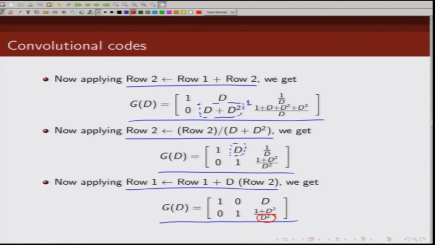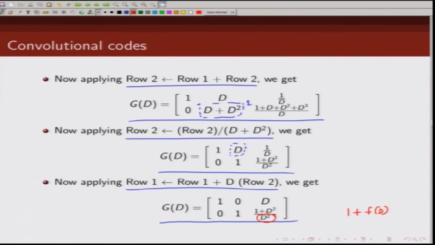So, any denominator term that we have has to be of the form 1 plus some polynomial, but here this 1 is not here. So, we cannot realize a rational function of this form using our shift register. So, this particular equivalent systematic encoder is not realizable.